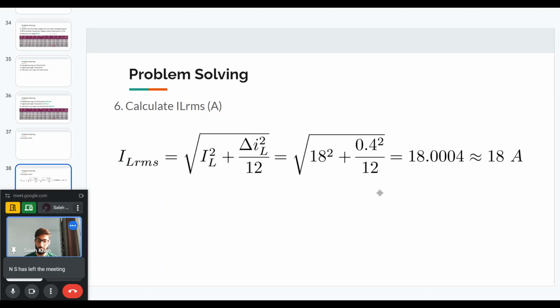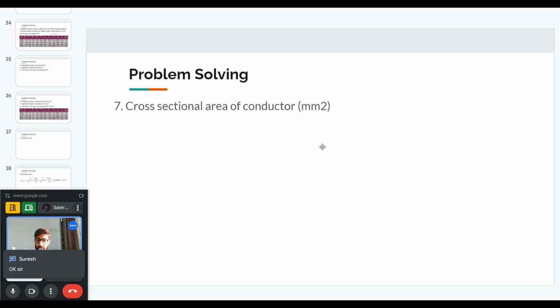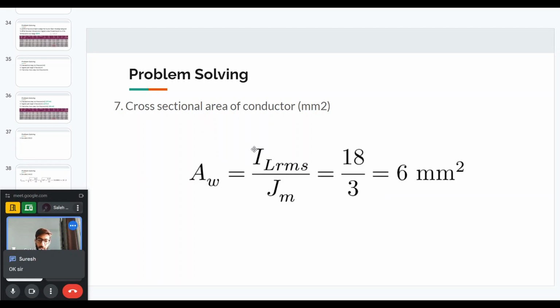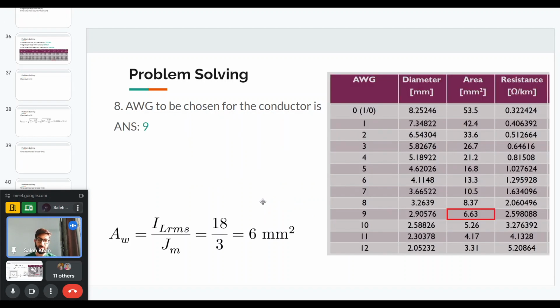The RMS current we already found using this expression. Cross-sectional area, again, we found from the RMS current and the current density that is given in the question. And then we selected an AWG based on the wire cross-sectional area. We got an area of 6 mm², so that is why we selected an AWG which is slightly higher than 6 mm². So we selected AWG 9.